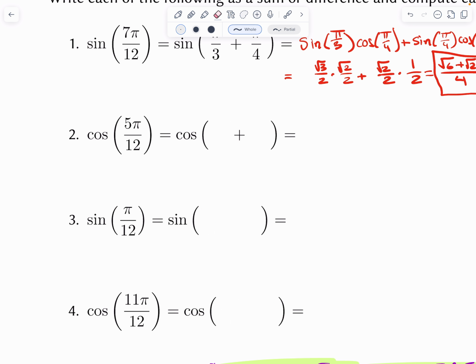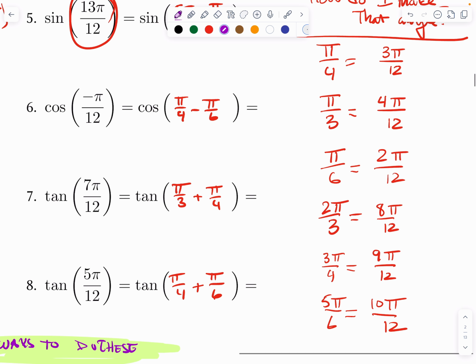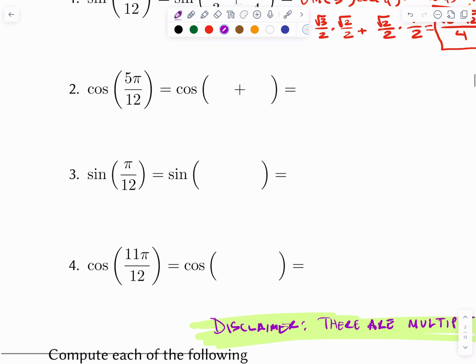So let's just get these angles. So 5 pi over 12. So I'm thinking in terms of all of these special angles that we already know. And so if you think about it, 5 pi over 12 is the same as 2 pi over 12 plus 3 pi over 12. And that's going to give me a way of getting a sum of angles that I'm familiar with, pi over 4.